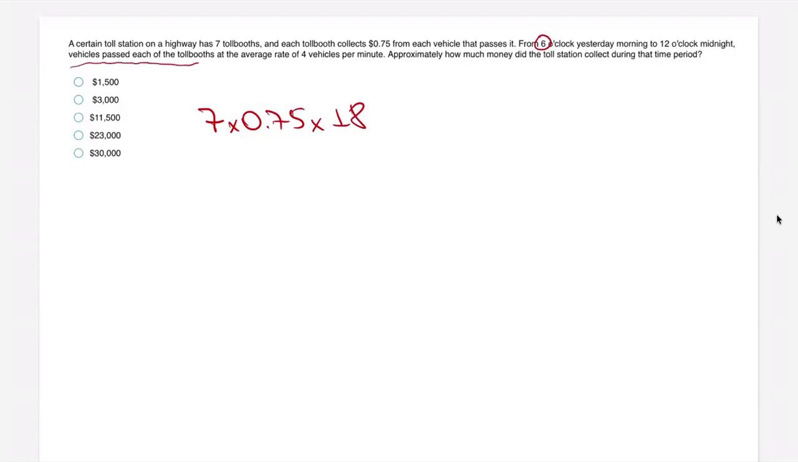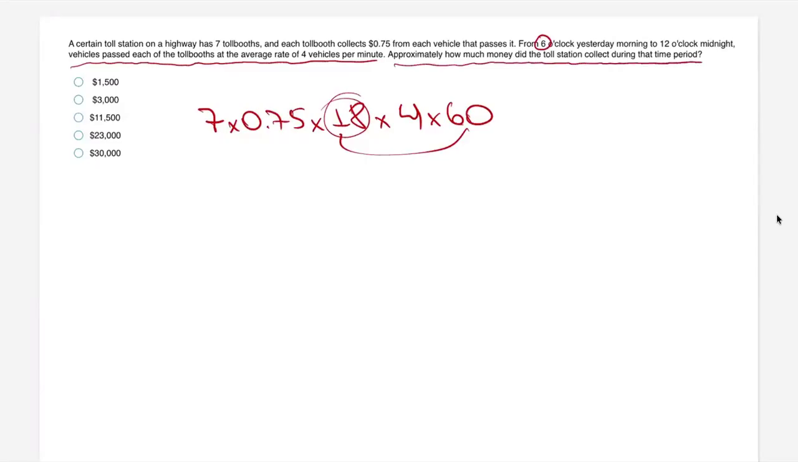A vehicle passes each of the booths at an average of 4 vehicles per minute. Oh, I have hours, so I need to multiply by 60. Do you guys agree? Approximately how much money did the toll station collect during that time period?